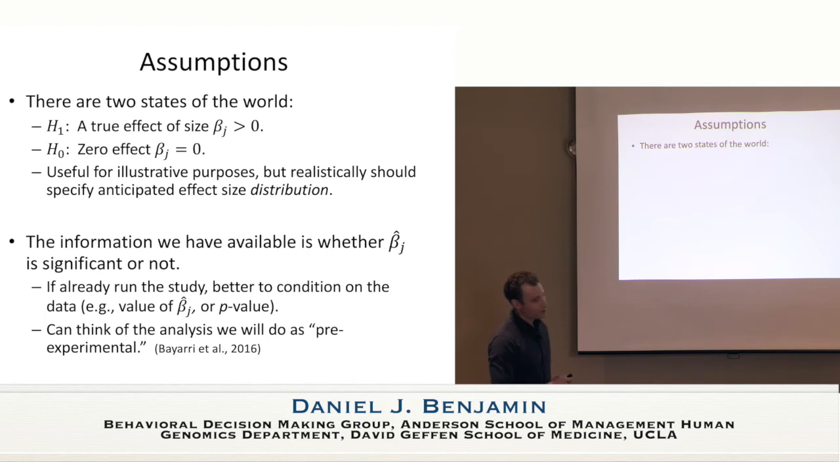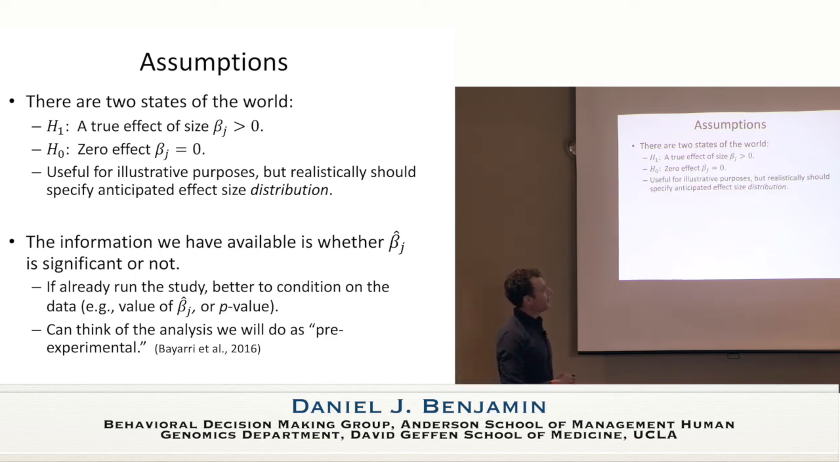Okay, so for the calculation, we're going to try to make things as simple as possible to get some intuition. We're going to assume there are 2 states of the world. There's either a true effect, and we know the effect size, which is some beta, or there's no effect.